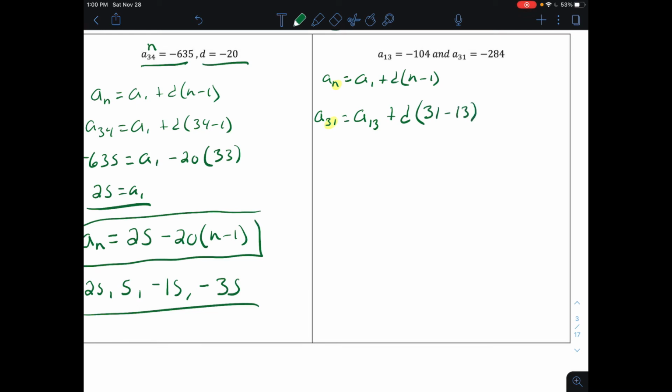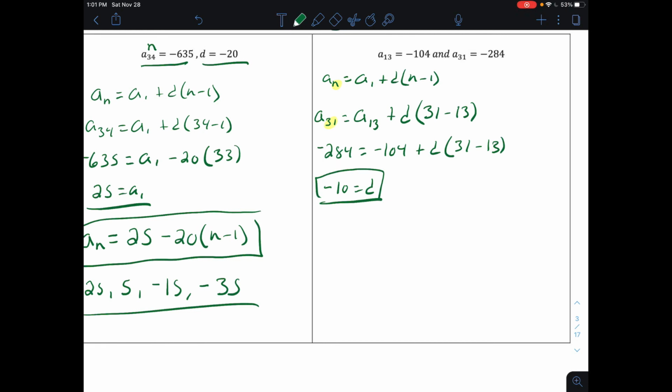And now we're going to replace a31 and a13 with values. So negative 284 is equal to negative 104 plus d times 31 minus 13. And we would just work our way and solve for d. So I'd add the 104 to the other side, and then we would divide by 31 minus 13, and we would get our answer for d. And d is going to wind up being negative 10. So we know what d is.